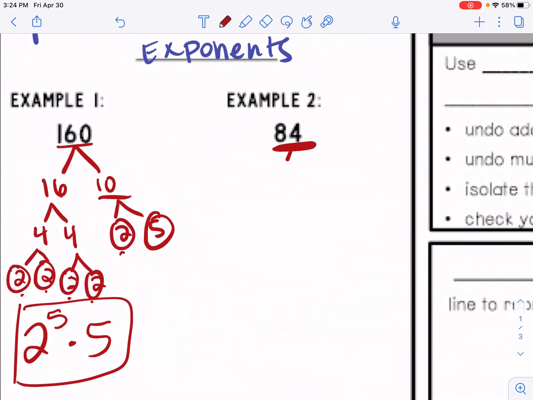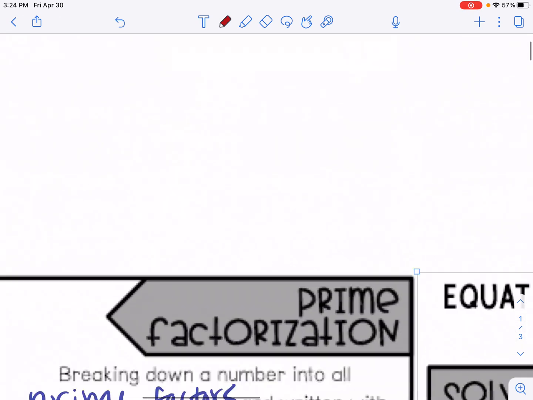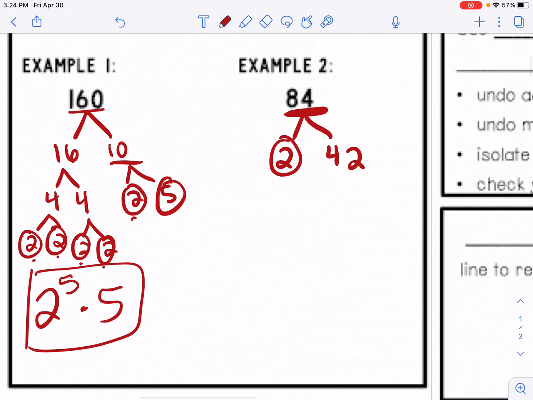84, if I broke that up, I know that 2 is an easy one because I can circle it, times 42 is 84. All right, so 42 is not a prime number yet, so I have to break that up even further. So let's do 2, another prime, and 21. And then 21, I can break down into 3 and 7, and those are both prime.